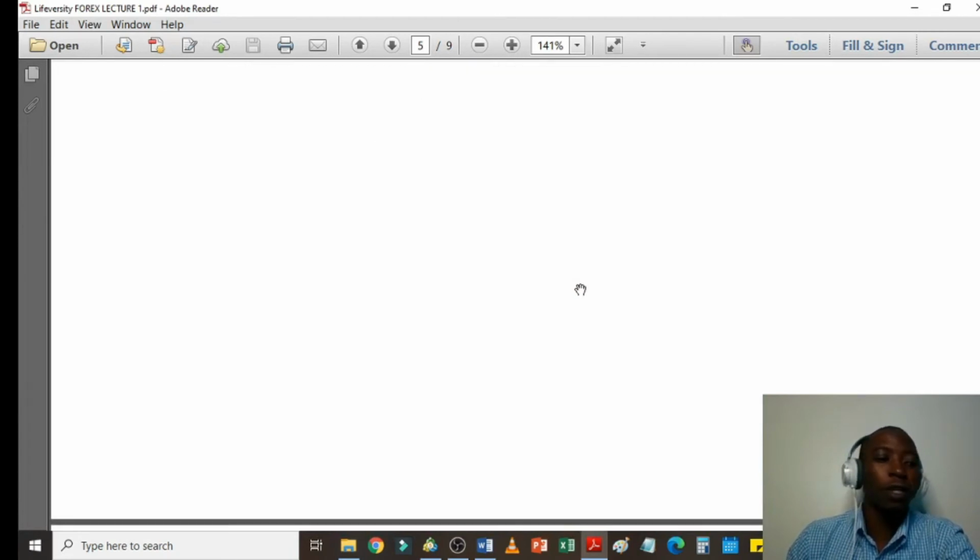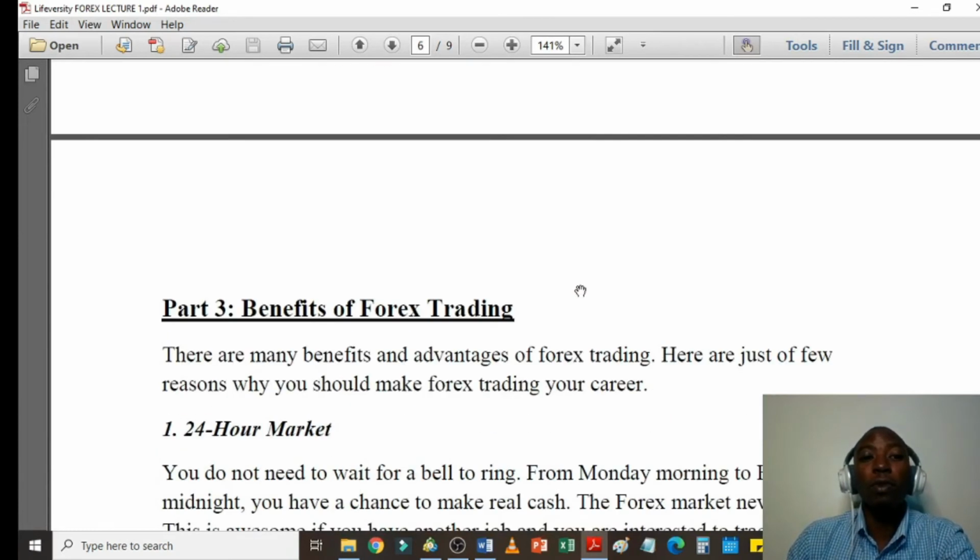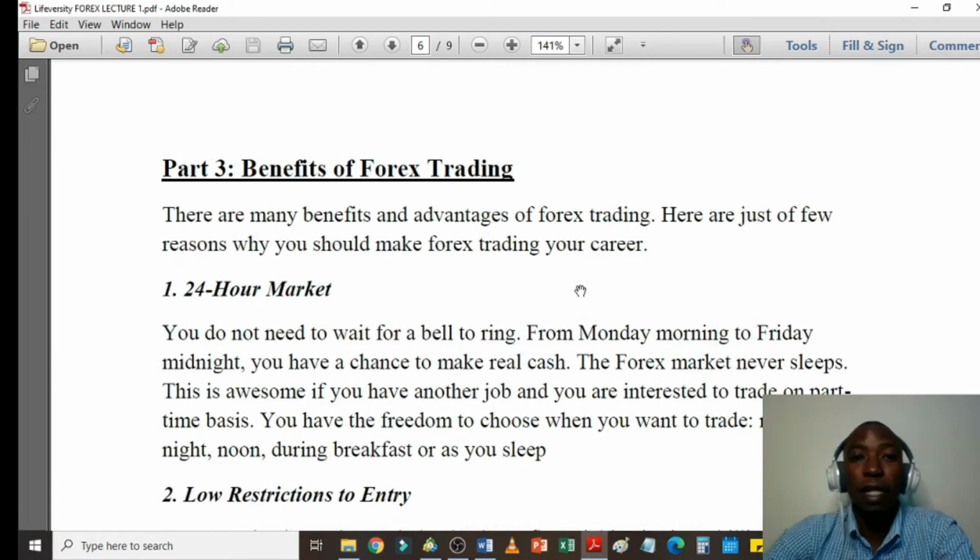So in part 2, basically, when it comes to the benefits or the advantages of forex trading, there are very many advantages of being a forex trader in this day and age. I'll just sample out a few examples. Part 1, or the first benefit of being a forex trader or trading the foreign currency market, is that we have the 24-hour market. You do not need to wait for a bell to ring.